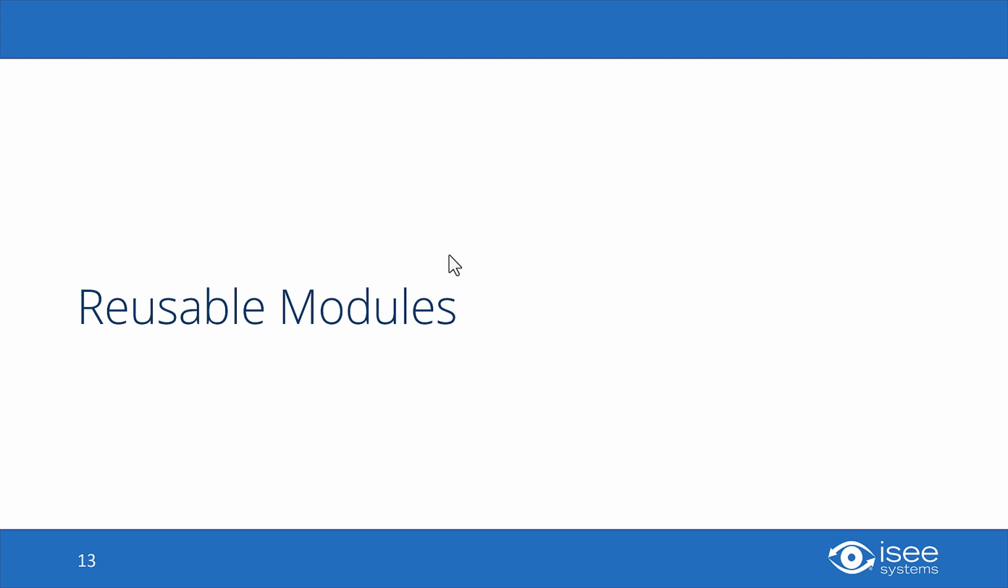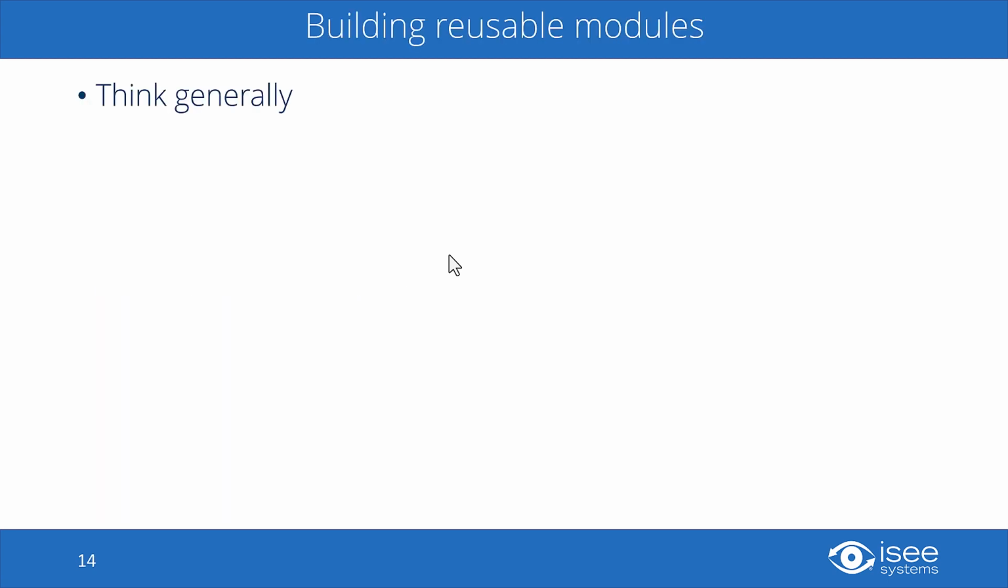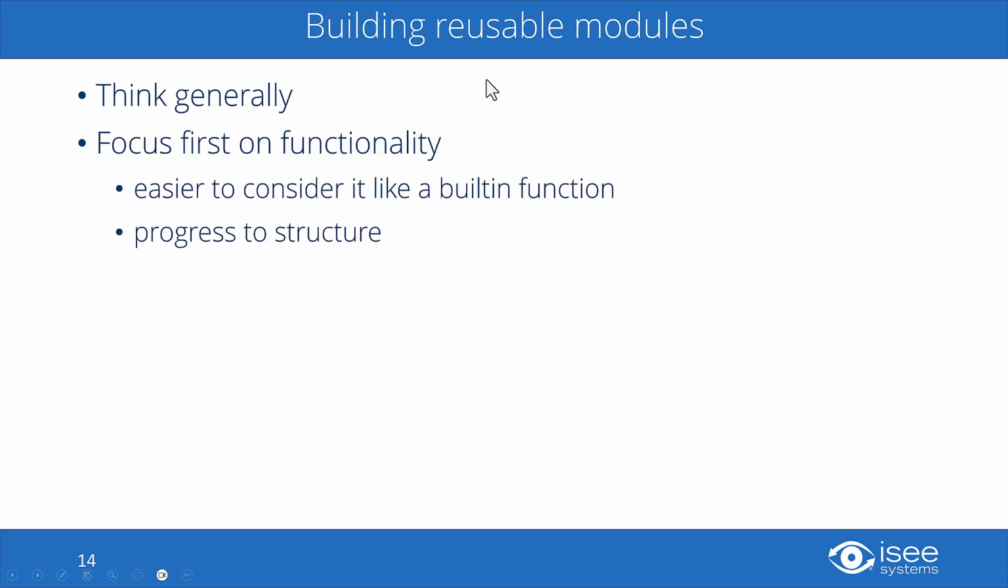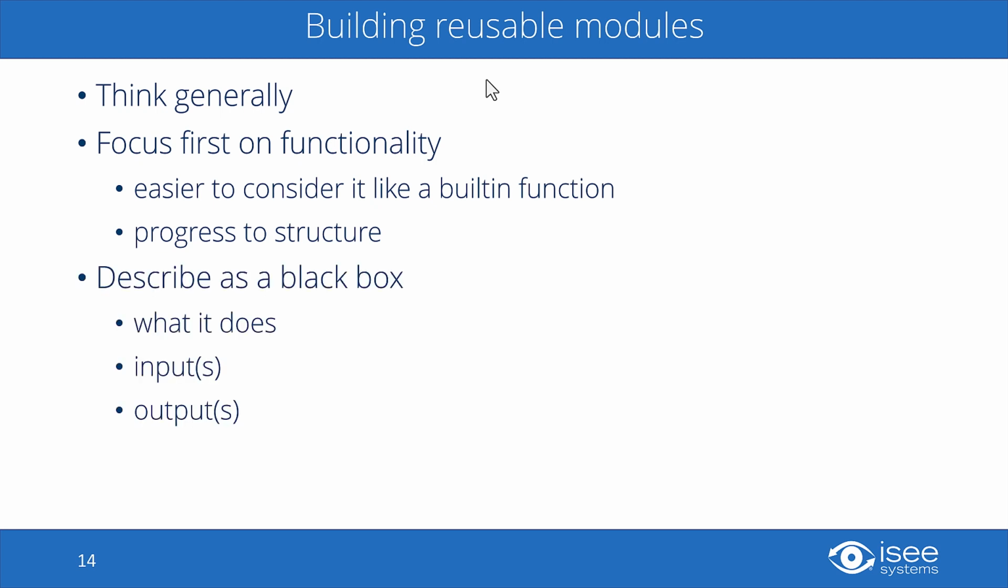Let's talk about reusing modules very quickly. So if you want to build one, you want to think generally and how it might be used. You want to focus first on the functionality. What do we want it to do, right? Think of it as a built-in function if you want. It can have multiple outputs though.